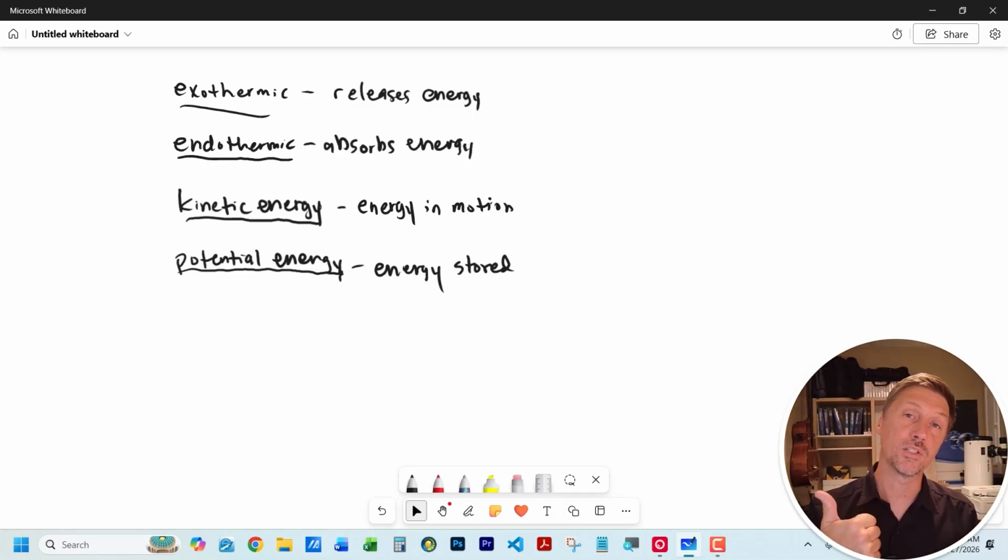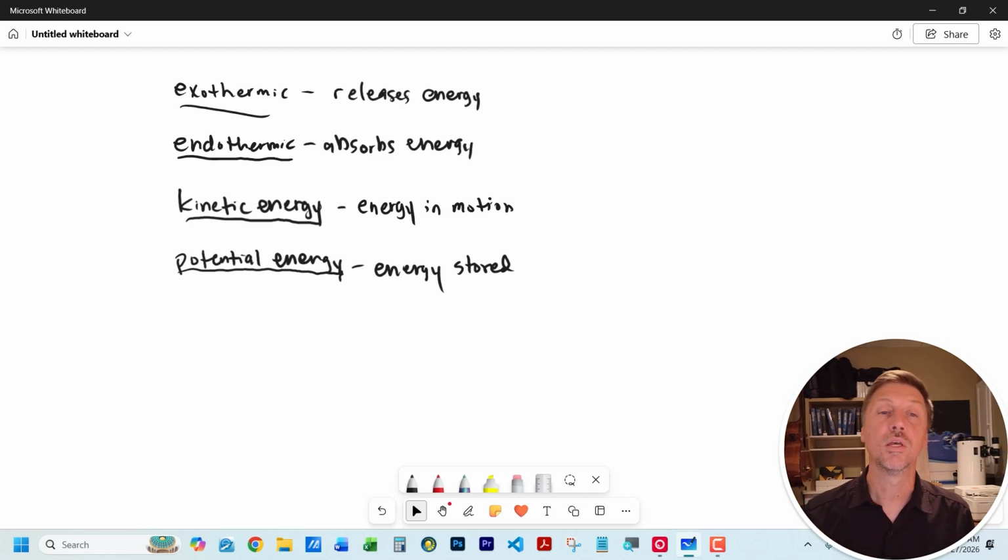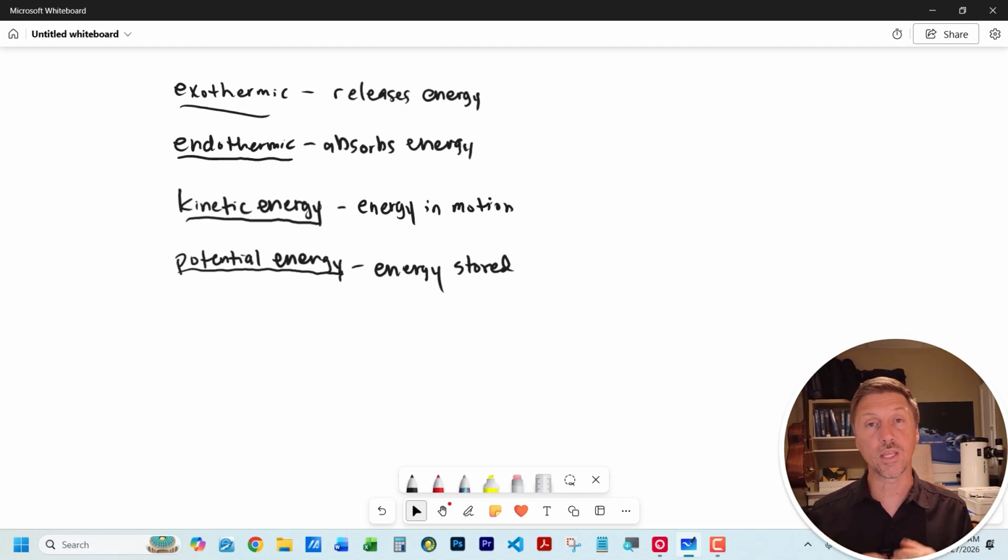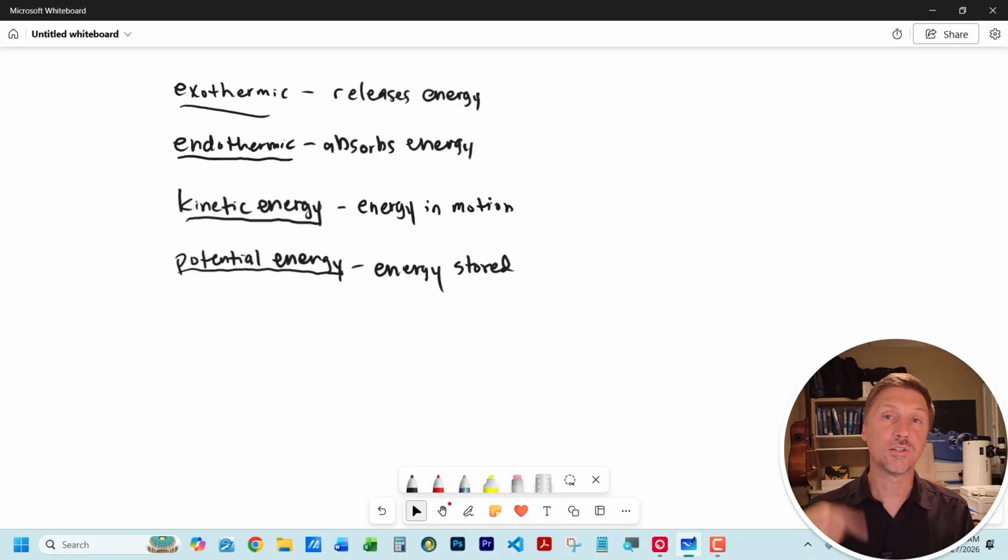So exothermic means it releases energy, think hot hands. Endothermic means it absorbs energy, think an ice pack. Kinetic energy is energy in motion. Potential energy is energy stored. The object's stationary, but it has energy stored in it.